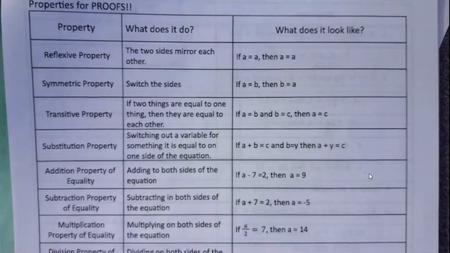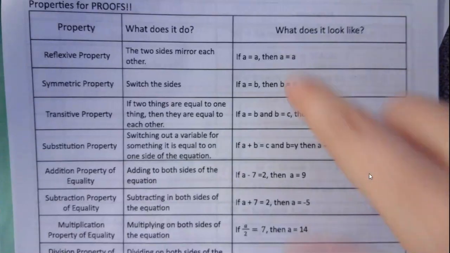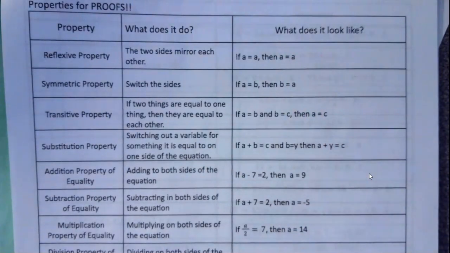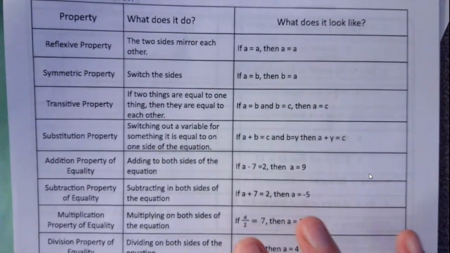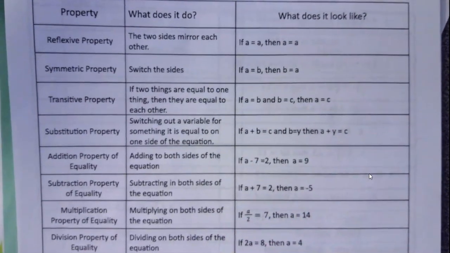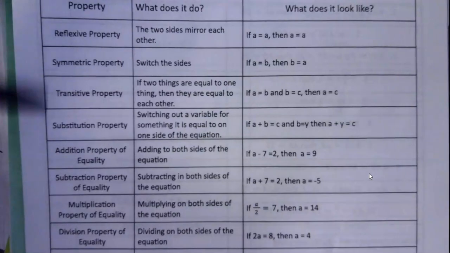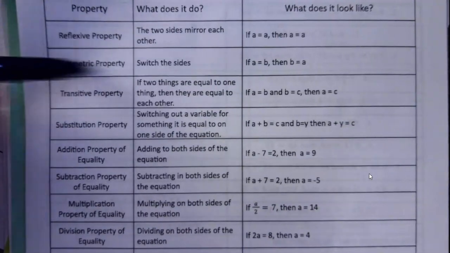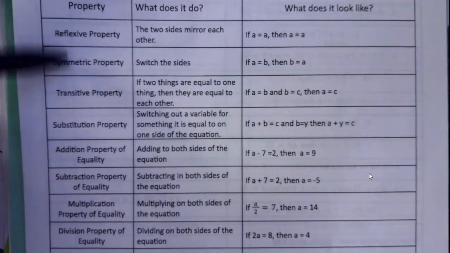And basically what this is, you're going to be given the question and you're also going to be given the answer. And for every step in between, you have to give a reason of what you're doing to get to the answer, what you're doing to solve. These first 4 steps, you're not going to use a ton. You're going to use this one today, the symmetric property.